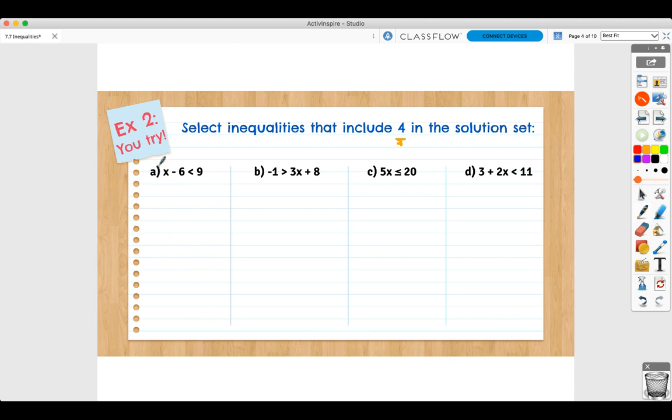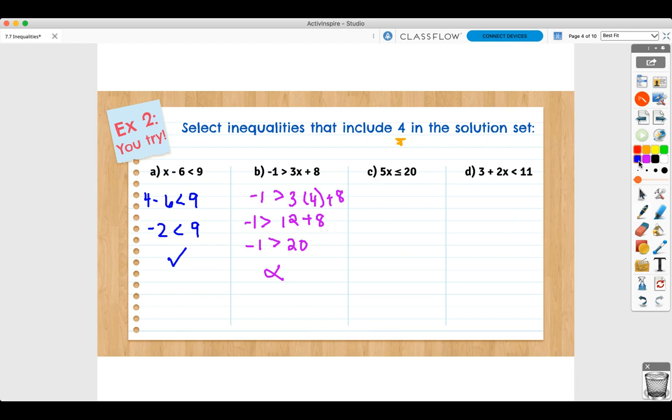All right, welcome back. Let's check which of these inequalities 4 is a solution for. 4 minus 6 is -2, less than 9. That is true. Next, 3 times 4 plus 8 is 12 plus 8, which is 20. Negative 1 is greater than 20? This is not a true statement. This is false, so that is not going to work. Negative 1 is not larger than 20 on a number line.